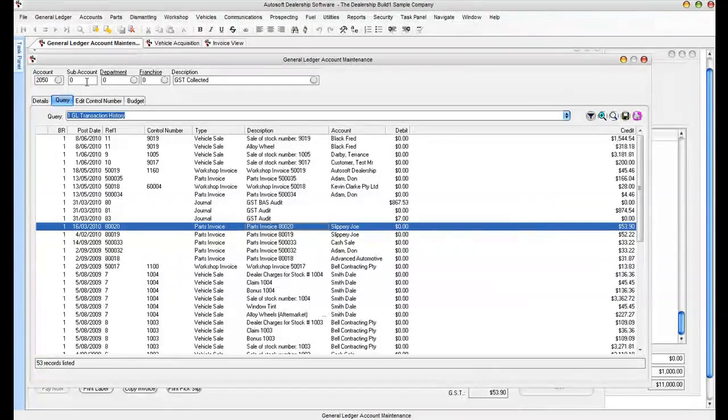Now it's really quite simple. The net of these 2 amounts determines how much GST is either payable or refundable on your BAS statement. Now let's take a look at an example in our system.